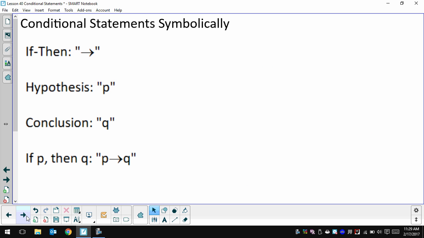So we can write conditional statements symbolically as well, so we have some symbols here to talk about. This arrow to the right means if-then. We usually use P, the letter P, to represent a hypothesis, and the letter Q to represent the conclusion. So if you look at this symbolic statement right here, that says if P, then Q.